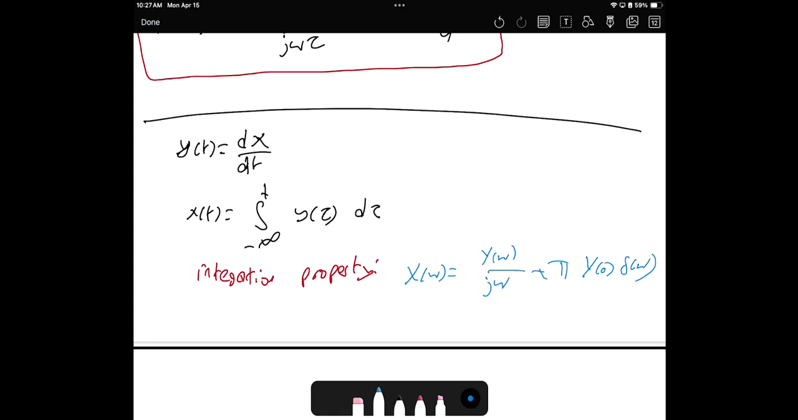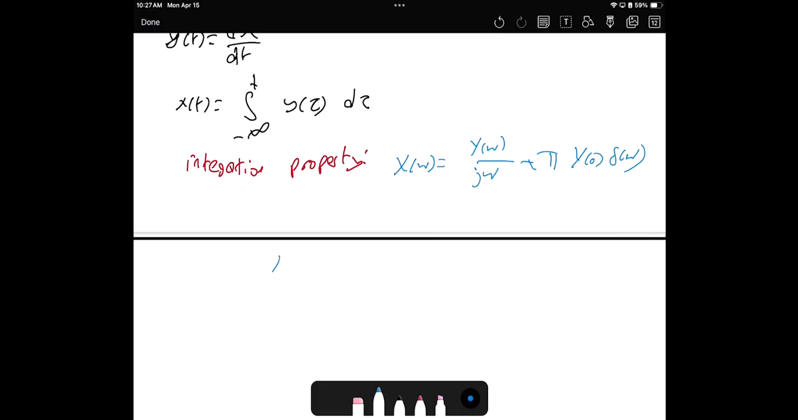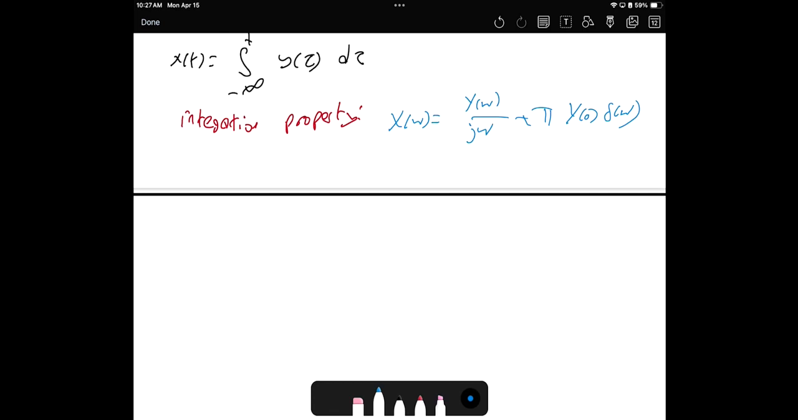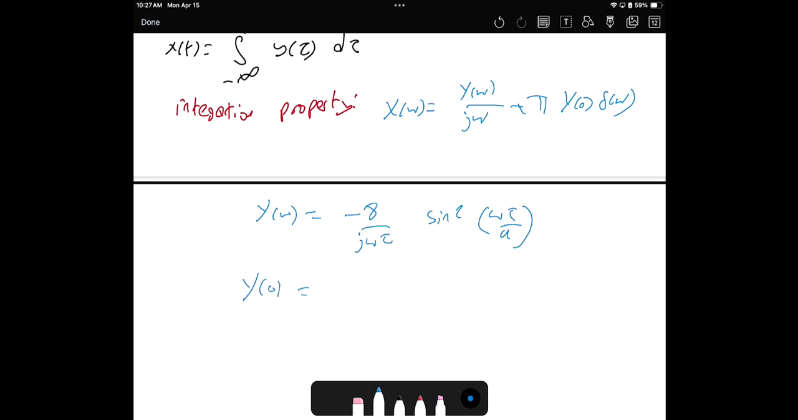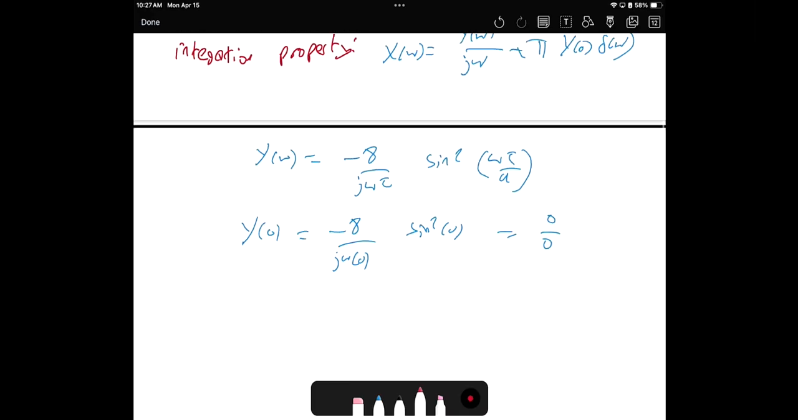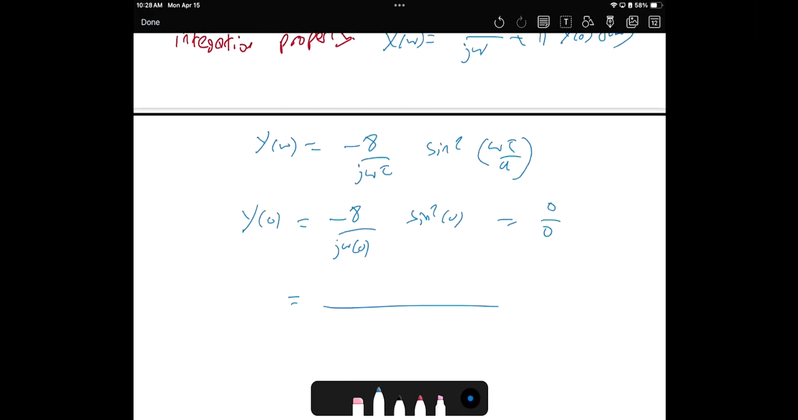How to find Y of 0 before applying the integration property? Again, we have Y of ω given as negative 8 over jωτ, sine squared of ωτ over 4. Now we need to calculate Y of 0 when ω is 0, which will make it negative 8 over jω0 times sine squared of 0, which is 0 over 0. This is something we don't want, so we do the derivative of the numerator and denominator.